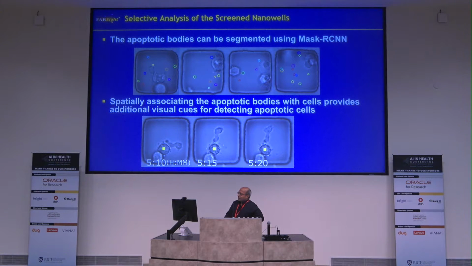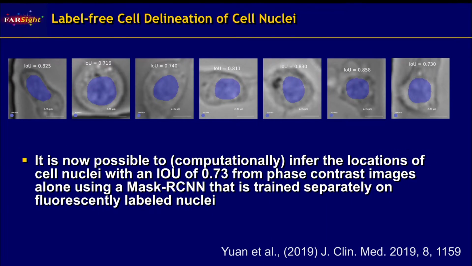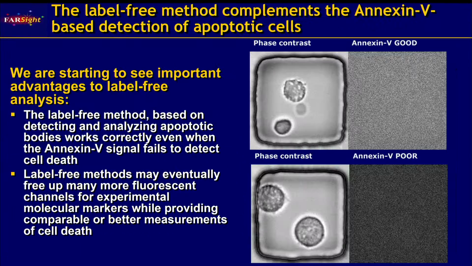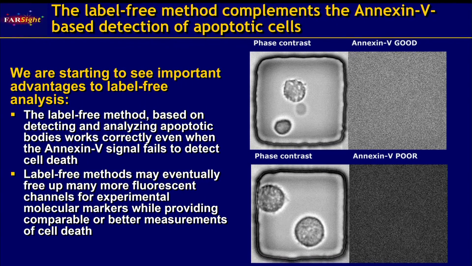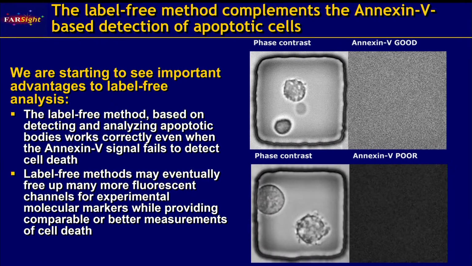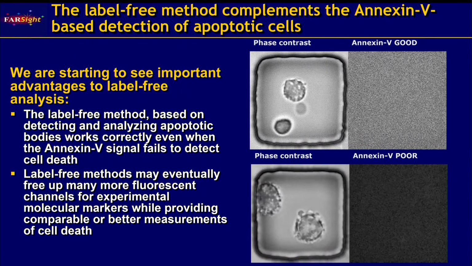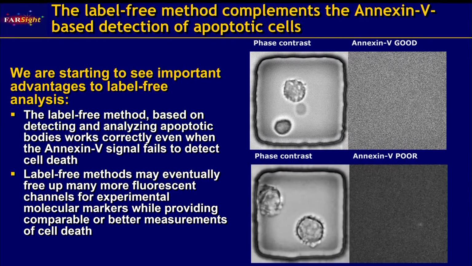The next thing is we're able to actually delineate these apoptotic bodies, or do segmentation, right? And then we can spatially associate them with the nearest cells, and that tells us which cells are apoptotic. What's beautiful about this is that this capability actually works better than the fluorescence-based method, because in the lower video, I don't know if you noticed it, the fluorescence-based marker just didn't work. And yet the label-free method is able to detect apoptosis successfully. This is an event of huge importance to this type of research.